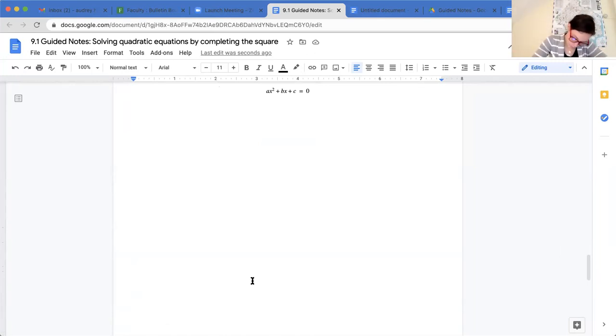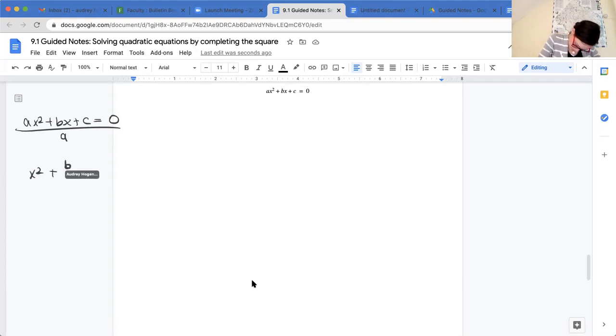Anyway, so we are starting with ax squared plus bx plus c equals 0. And we know that when we complete the square, we need to get rid of the coefficient of x squared, which in this case is a. So we are going to start by dividing by a. And that will give us x squared plus b over a x plus c over a equals 0 divided by a, which is still going to be 0, thankfully.